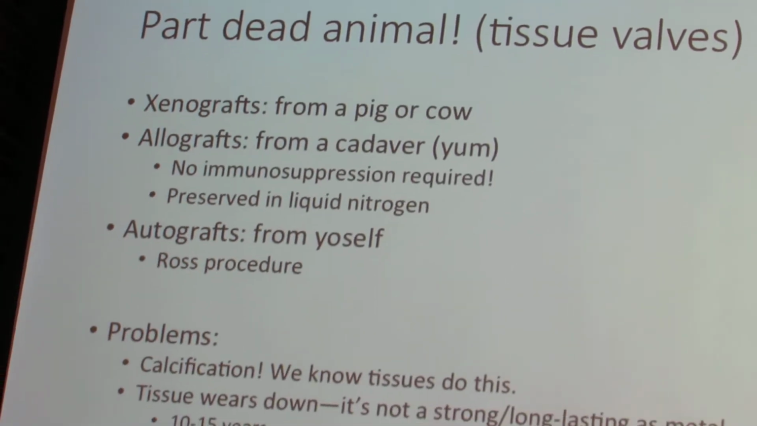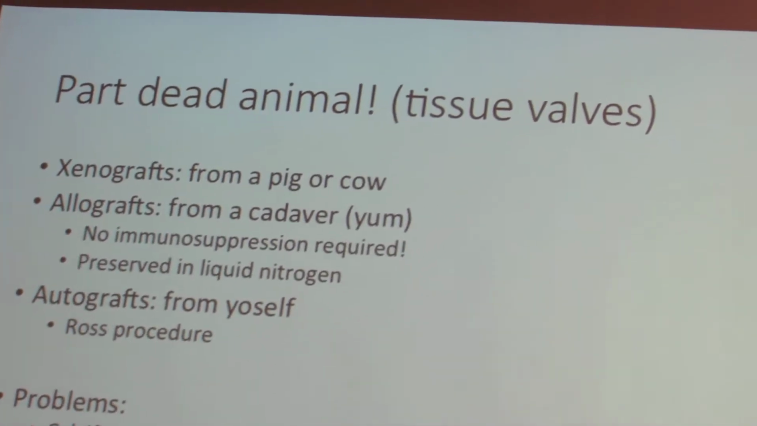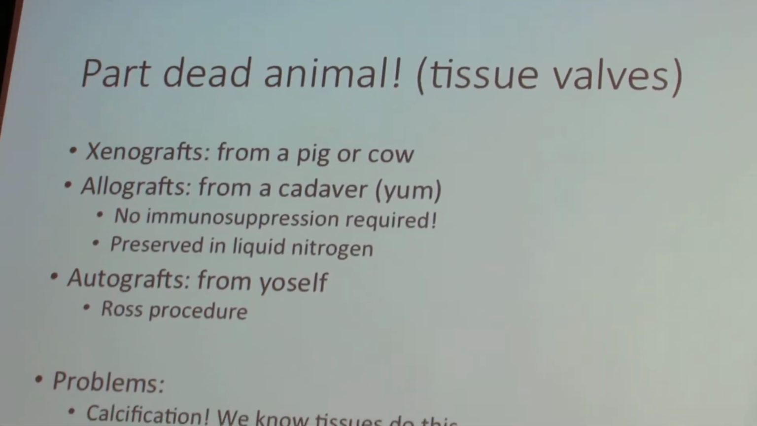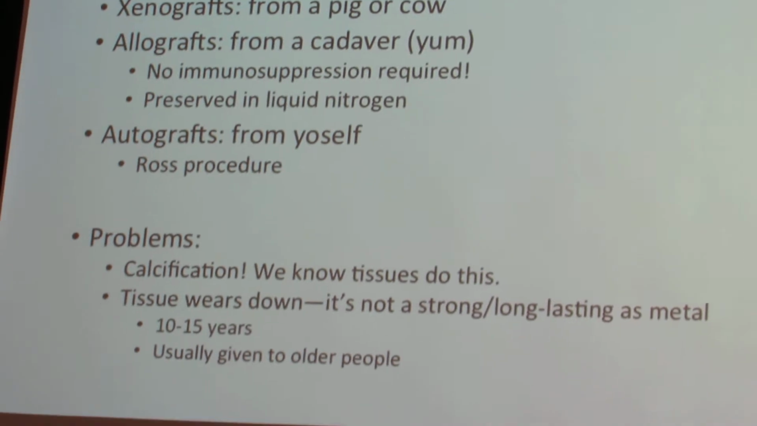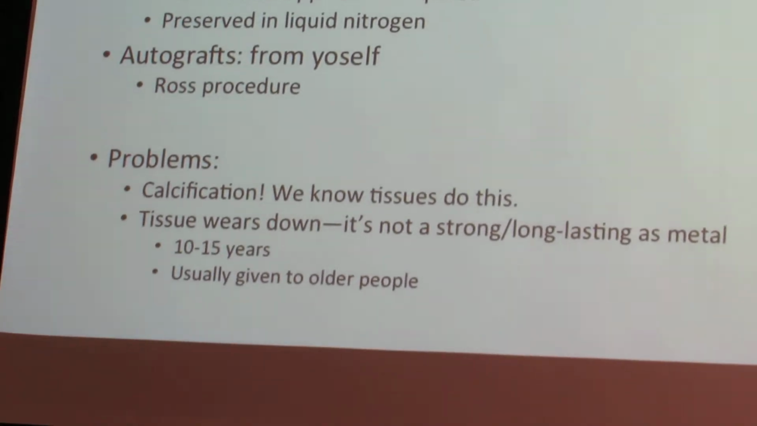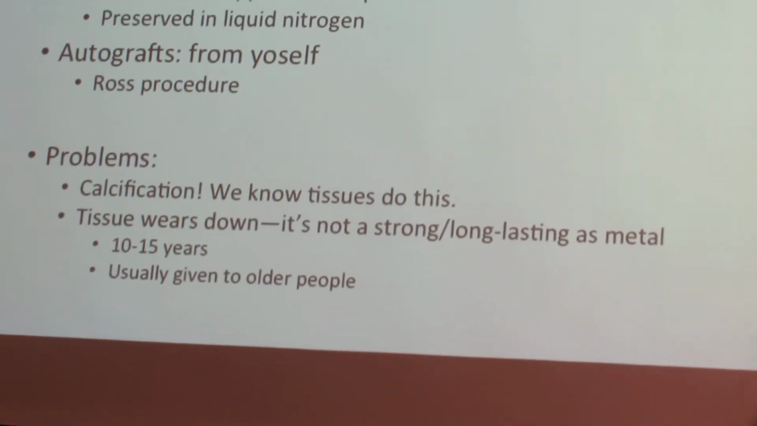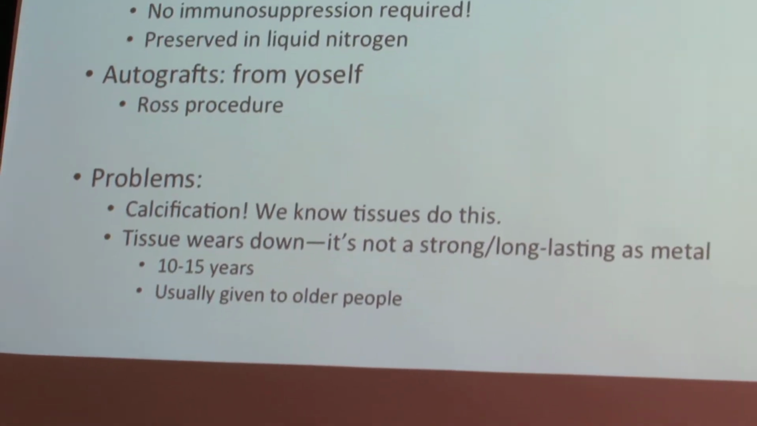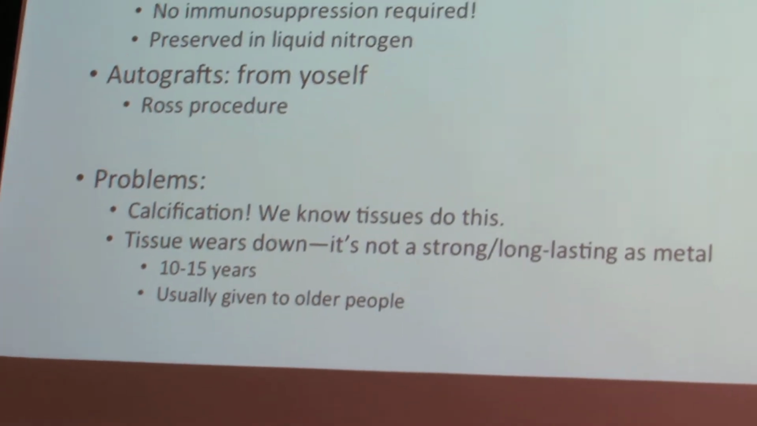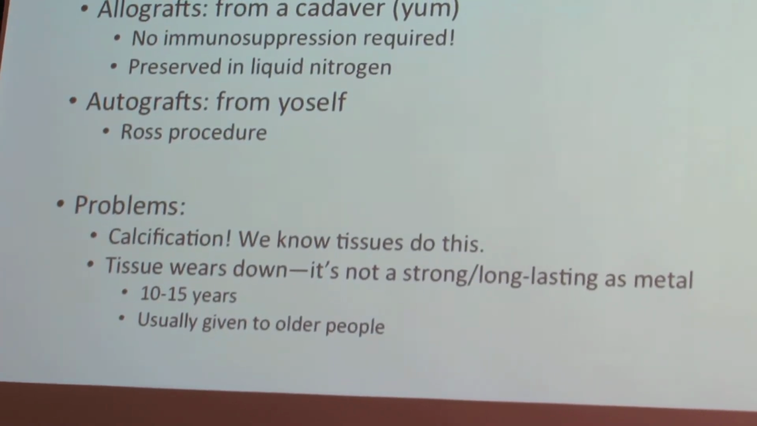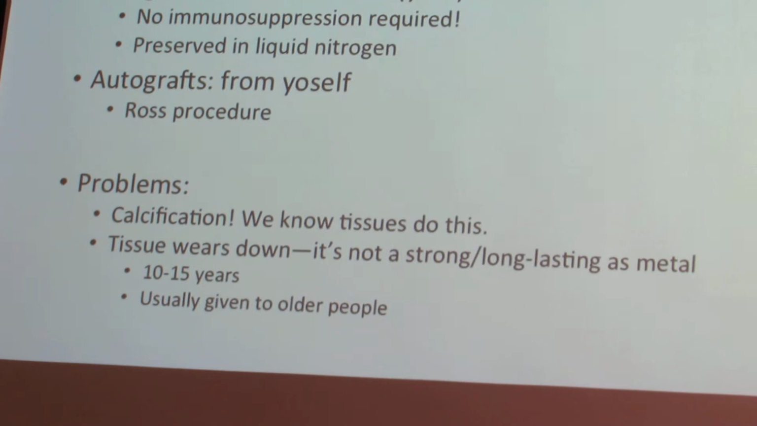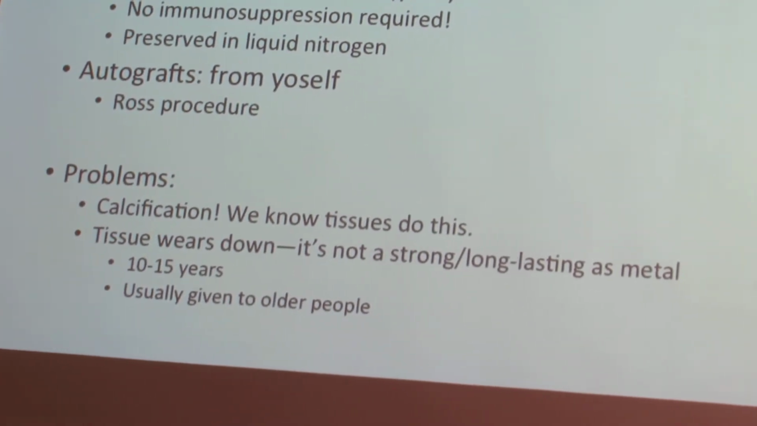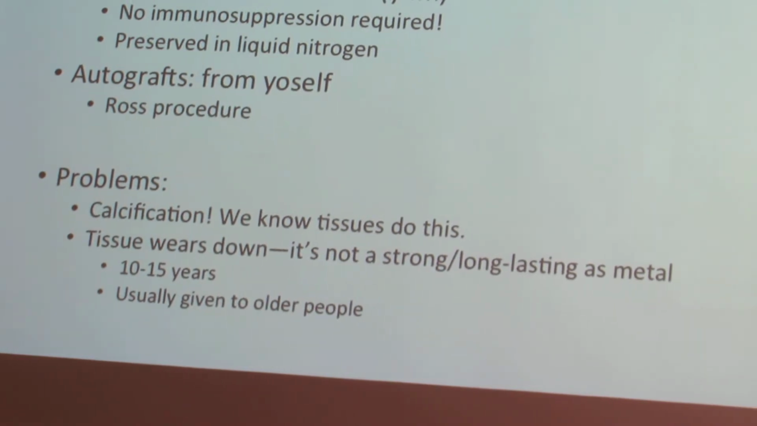So, tissue valves. Now, within tissue valves, you have different types. You have xenografts, xeno meaning from some other animal, like a pig or cow. Allografts are the same species, from a cadaver. Cool thing about this is no immunosuppression is required, right? When we talked about transplants before, we were on this cocktail of immunosuppressants, but not if you get an allograft valve. It's preserved in liquid nitrogen, so it's not an immediate, this person's dead. When you take their valve out, you get someone else, you freeze them, and you put them away somewhere.